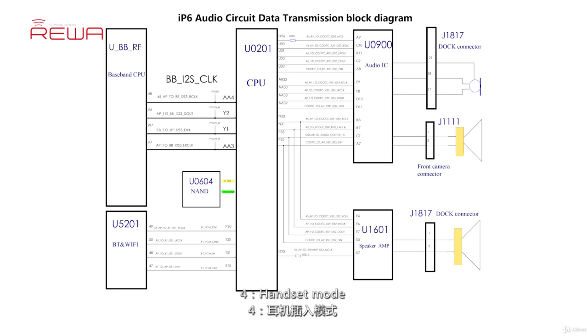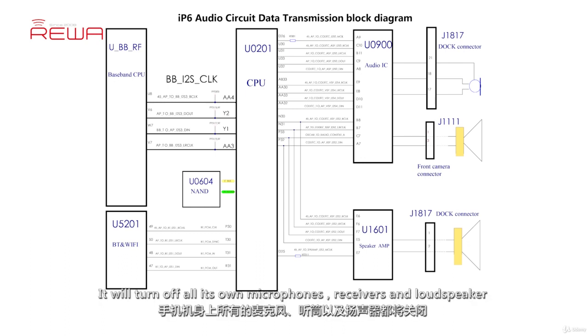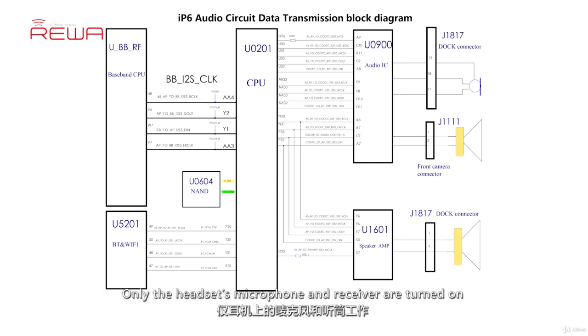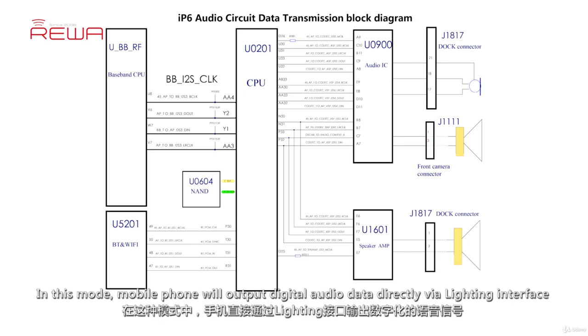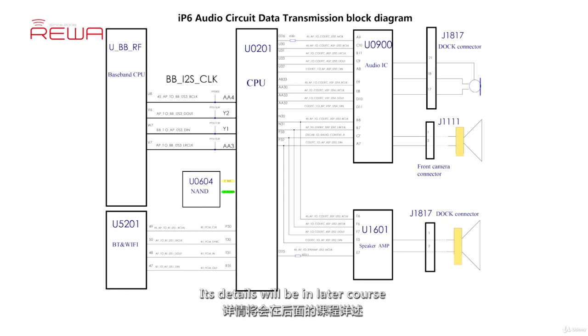4. Handset mode. When mobile is in handset mode, it will turn off all its own microphones, receivers, and loudspeaker. Only the handset microphone and receiver are turned on. 5. Digital audio data mode. In this mode, mobile phone will output digital audio data directly via Lightning interface. Its details will be in later course.